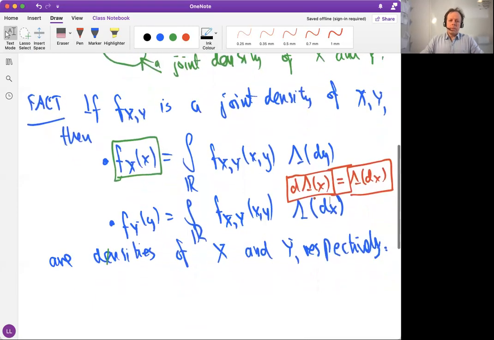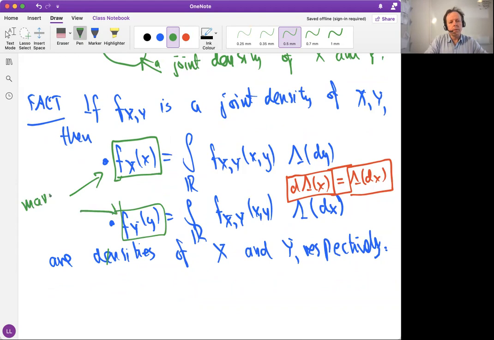Right, let's summarize. We assume that we have a joint density for two random variables, and if we have that, then we can integrate one coordinate out and we get the density for X and the density for Y. These are now called marginals as well, because that's what you call the marginals of the joint density. So, the marginal densities.